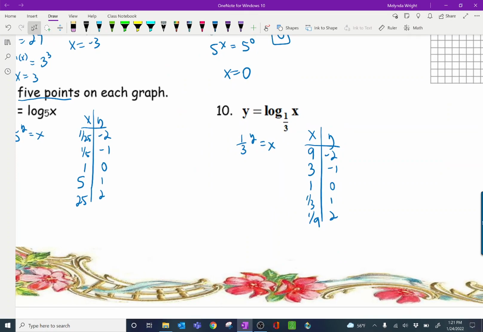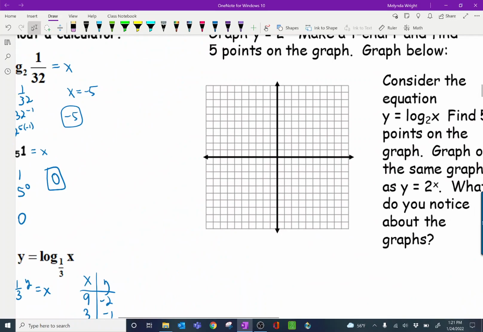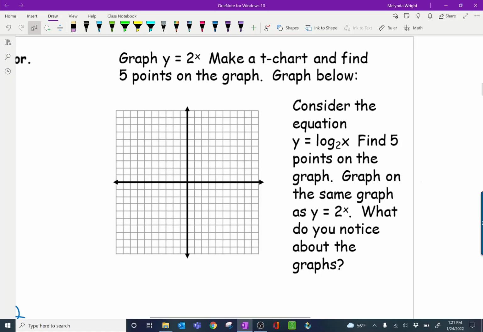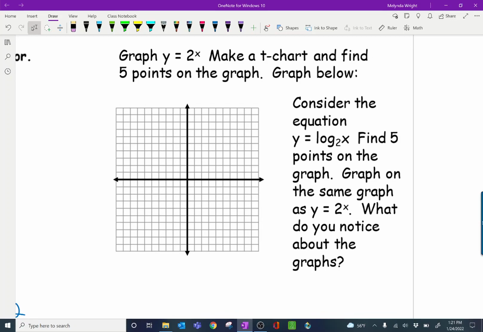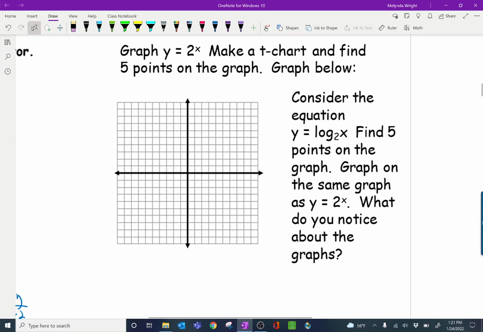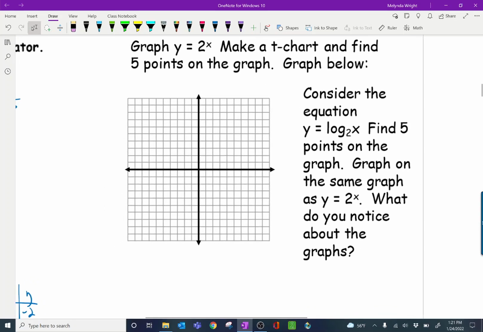All right, so the last thing we're going to do is work on a graph. They want us to graph y equals 2 to the x and find a t-chart, the 5 points on the graph. So let's just do one thing at a time. Let's do y equals 2 to the x. I'm going to do a t-chart over here. I'm going to come up with values for x and figure out what y is. So I've got -2, -1, 0, 1, 2. I just like those numbers.